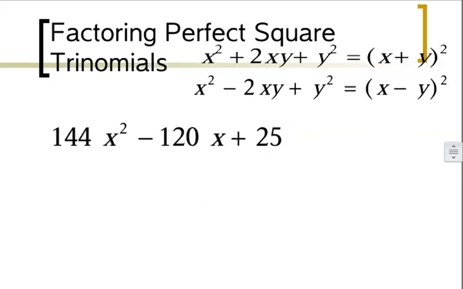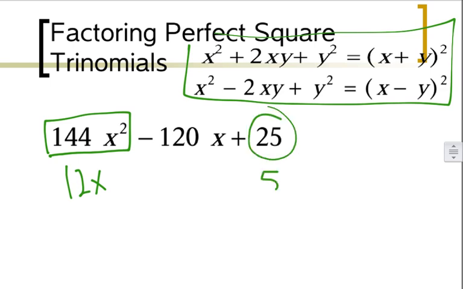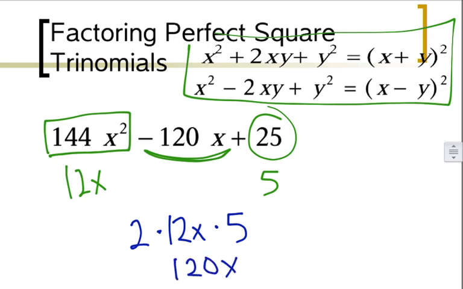So now I move the formulas up here, get them out of the way a little bit more. You can see that this problem is just bigger, but it's the same thing. 144x squared has a square root of 12x. 25 has a square root of 5. Now we just look at the bridge. Does this make sense? I've got 2 times 12x times 5. Well, 2 times 12 is 24. 24 times 5 is 120x. So this does, in fact, work.